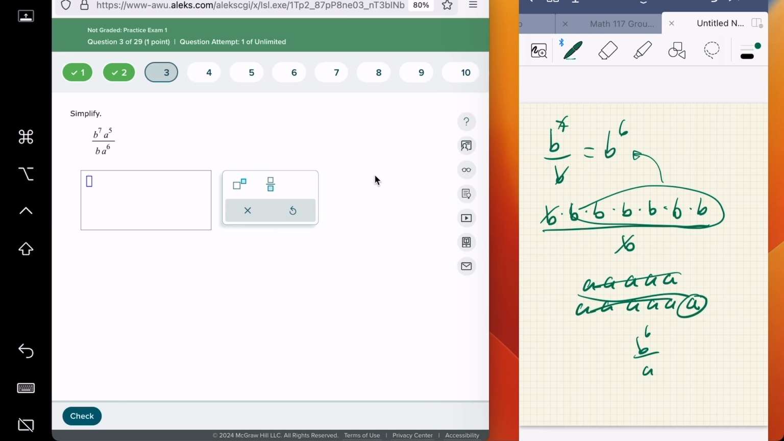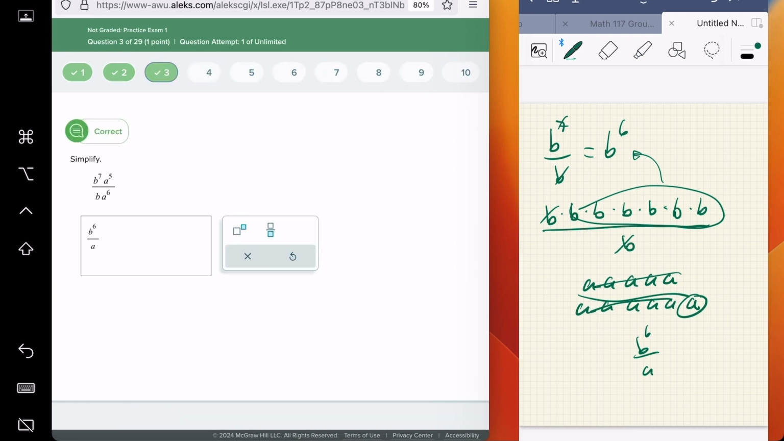Now when I enter this, instead of clicking the fraction button, I'm going to click the forward slash. Wrong keyboard. I'm going to click the forward slash. There we go. Which for me is right next to my shift key on the right-hand side of the keyboard. It's shared with the question mark. Anyway, so now I have b to the 6 on top. And if I hit tab, that brings me down to the bottom. And I have a. So there we go. Let's check that. There we go.